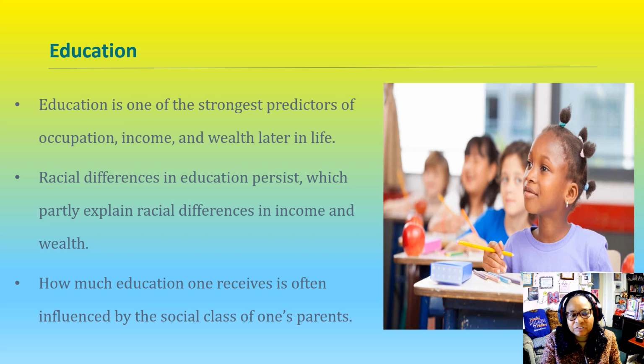Education. Education is one of the strongest predictors of occupation, income, and wealth. Racial differences in education, of course, persist, which partly explains racial differences in income and wealth. How much education one receives is often influenced by social class, especially the social class of one's parents.